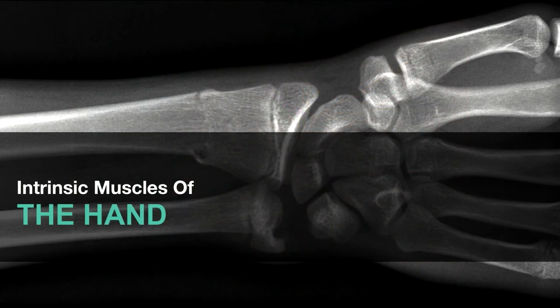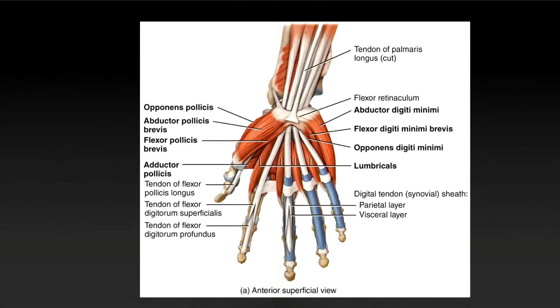One muscle in the hand that I want to look at, the strongest intrinsic muscle of the hand, and then we are done with our discussion of the upper limb. Obviously, it's not the only intrinsic muscle of the hand. There are many. You can see them here. And this is only the superficial layer. There are deep muscles in the hand as well.